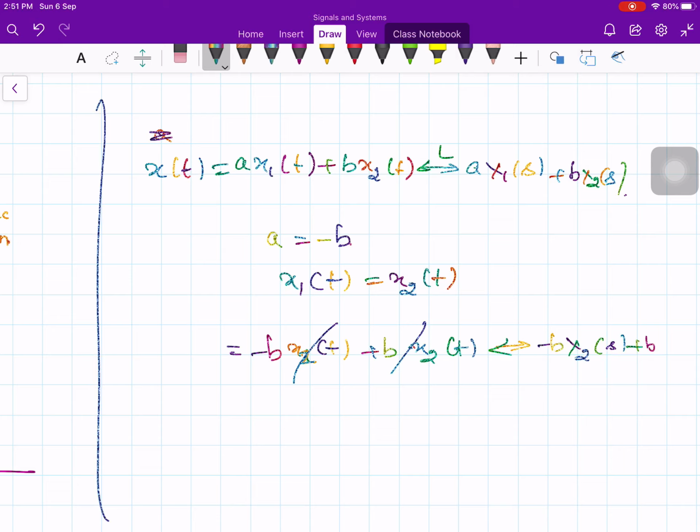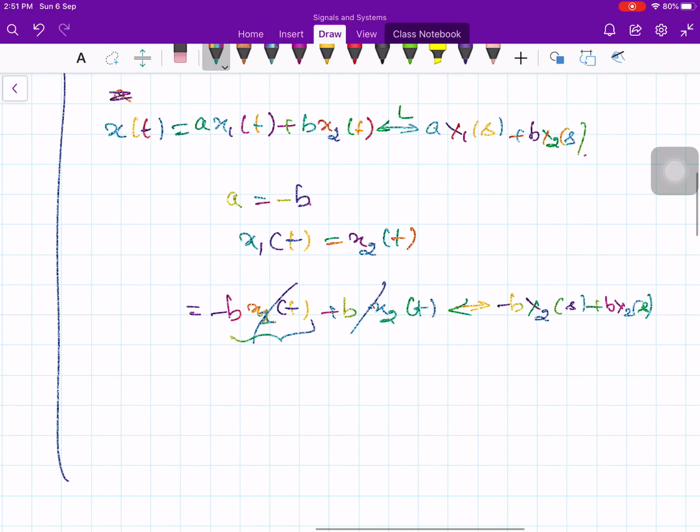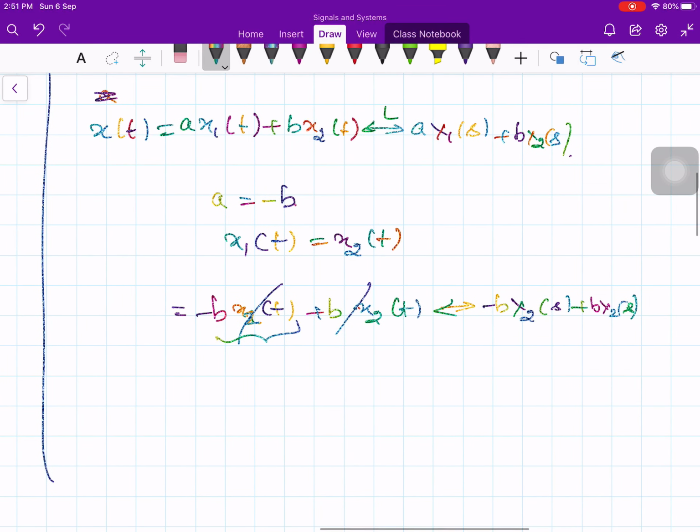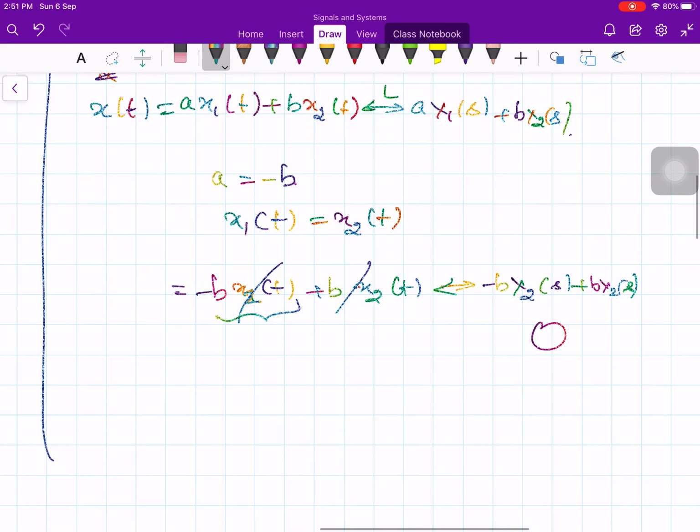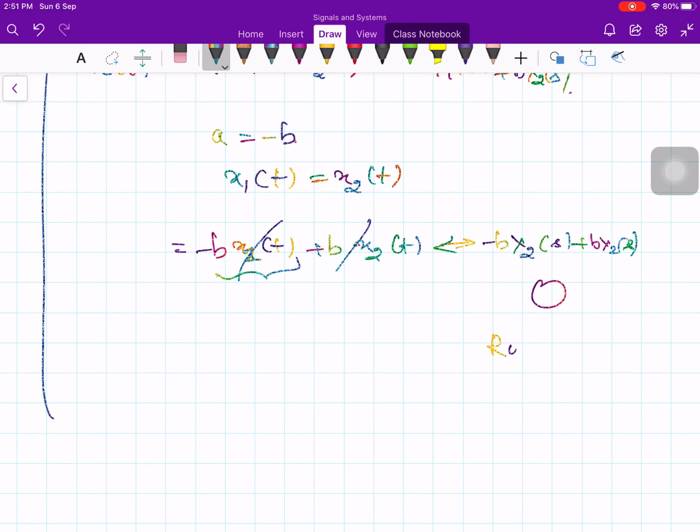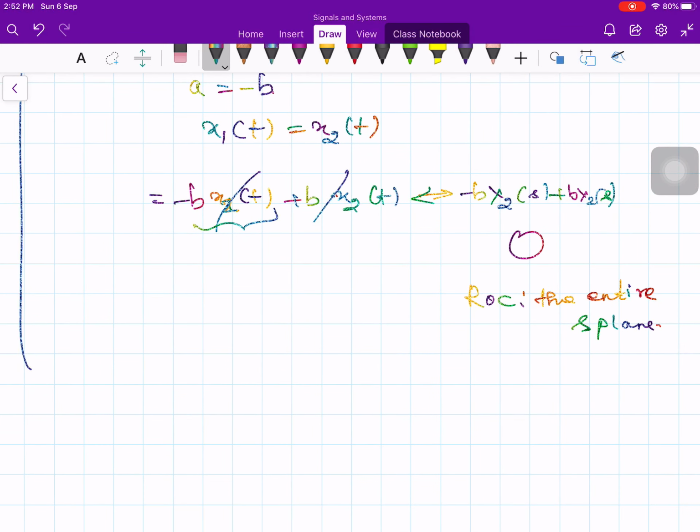Now individually they have region of convergence R1, but the moment you take the linear combination, then the region of convergence is the entire plane, because it is 0, the Laplace transform is 0 in the output domain. So in this case, the ROC is the entire S plane. You can take any value after it is 0, right? Okay, so ROC of x of s is the entire S plane in that case.